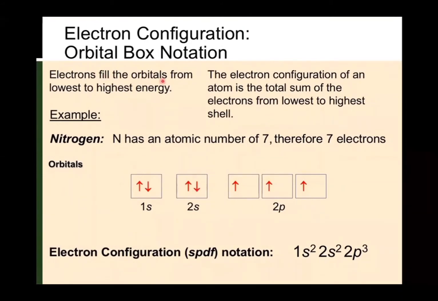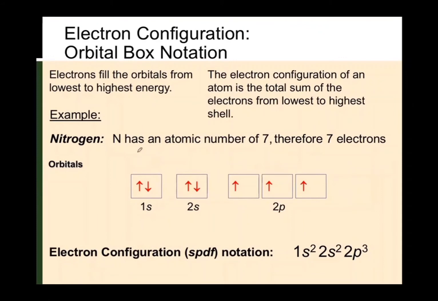So electrons fill the orbitals from lowest to highest energy. That's the Aufbau principle. The electron configuration of an atom is the total sum of the electrons from lowest to highest shell. So nitrogen has an atomic number of 7, therefore it has 7 electrons. These are arranged into the orbitals until we have filled them. So we start from the bottom and then we work towards the top. The first one to be filled is the 1s orbital.